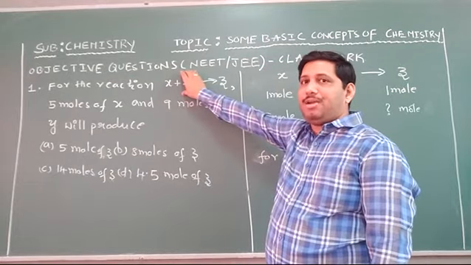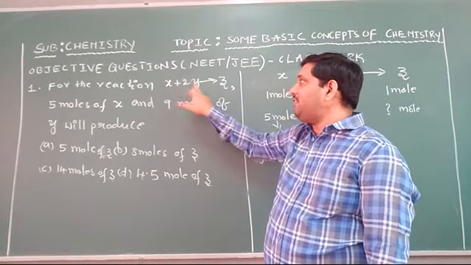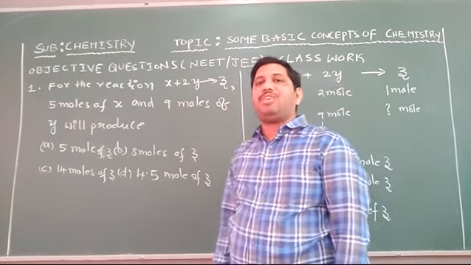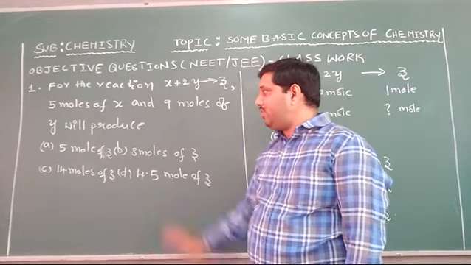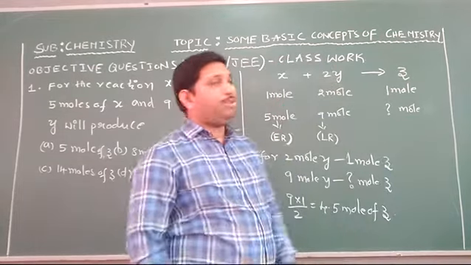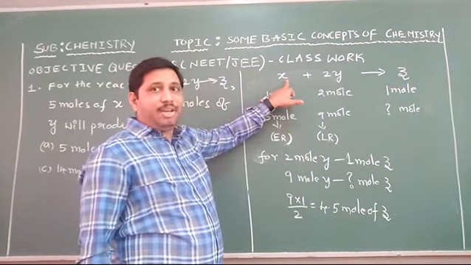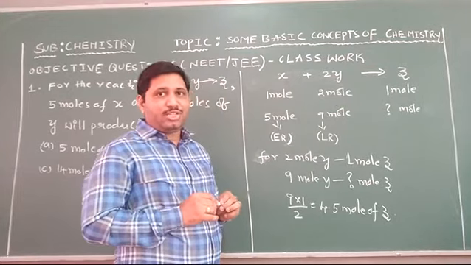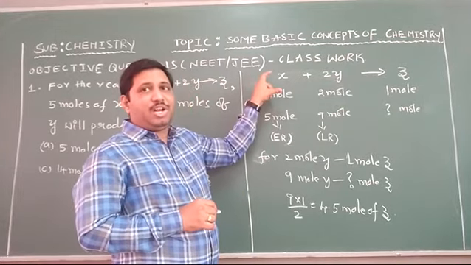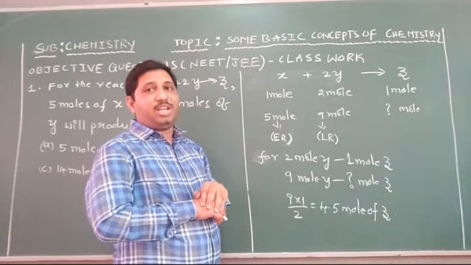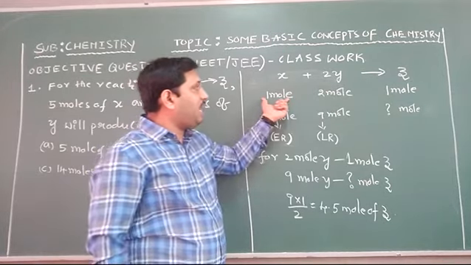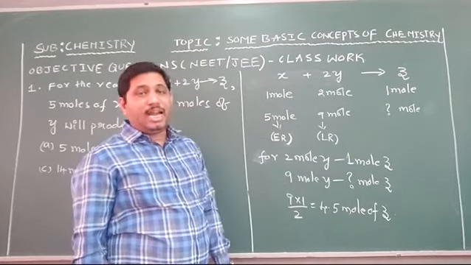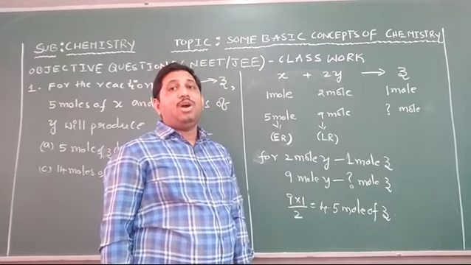For this chemical reaction, 5 moles of x react with 9 moles of y, how many moles of z are formed, by using stoichiometric calculation? This is the given information, student. Come to the solution. We know that the given reaction is x + 2y gives rise to z. From this stoichiometric equation, 1 mole of x reacts with 2 moles of y to form 1 mole of z.